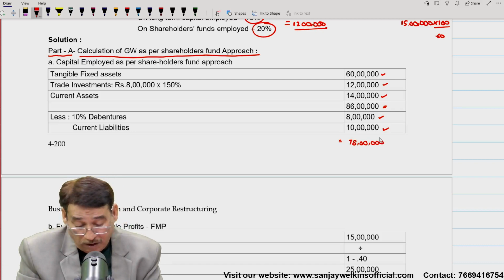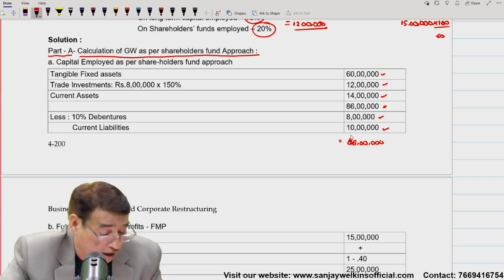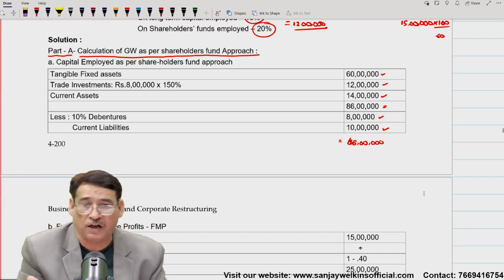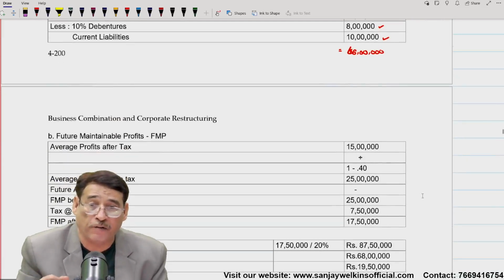Just allow me a second. 86 minus 18, that is equal to 68 lakh, sorry, 68 lakhs. So your capital employed is 68 lakh. Correct? 68 lakh is your capital employed as per the shareholders' fund approach.